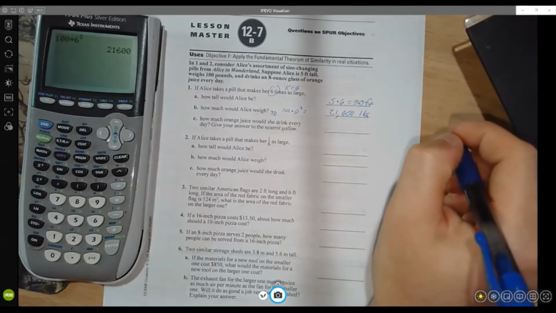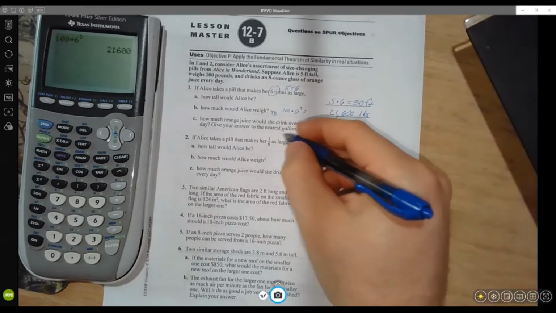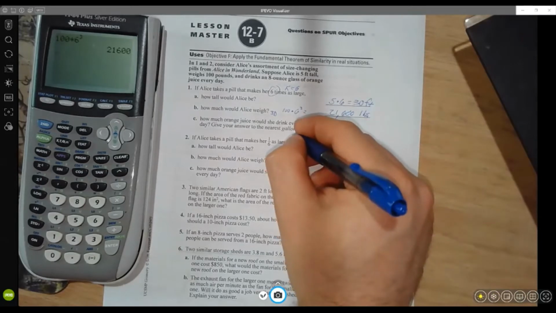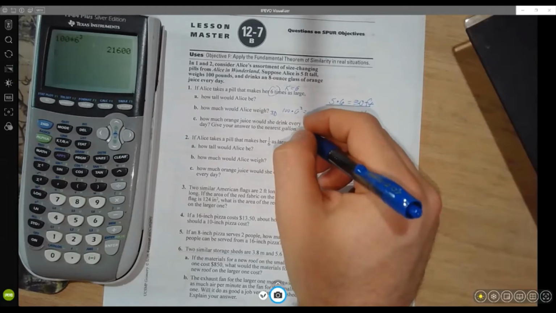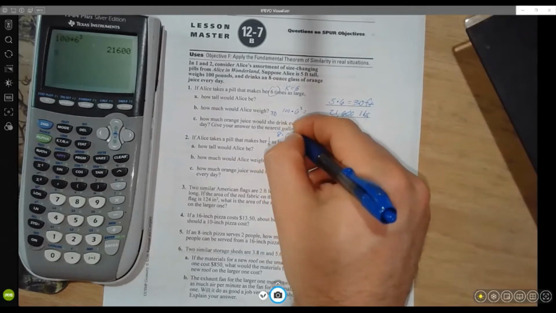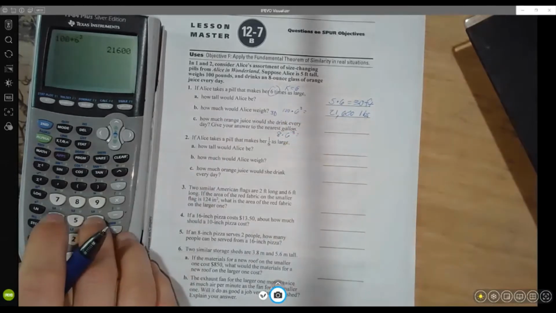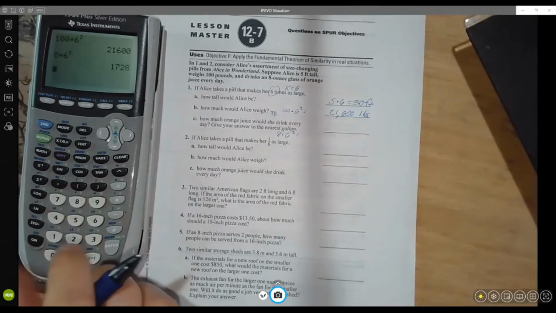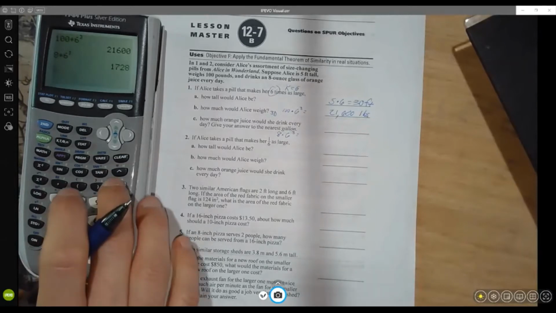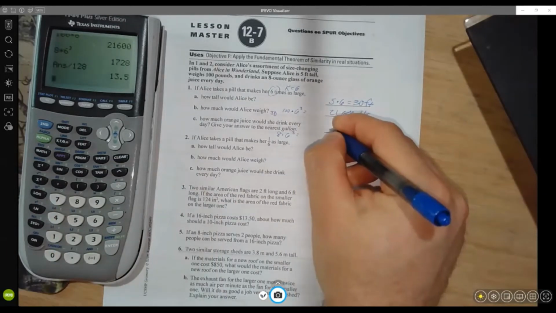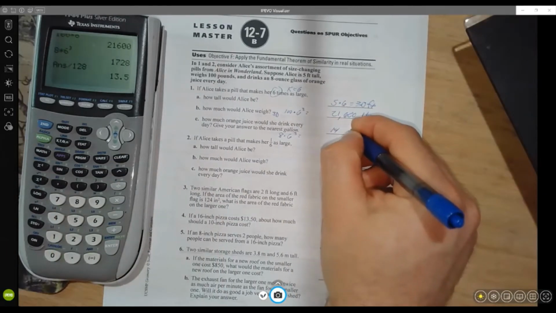How much orange juice would she drink? Give your answer to the nearest gallon. So 8 ounces, this is volume again. So we'll take 8 times 6 cubed, which will give us ounces. Okay, and then there's 128 ounces in a gallon. So it says round to the nearest gallon, which would be 14 gallons.